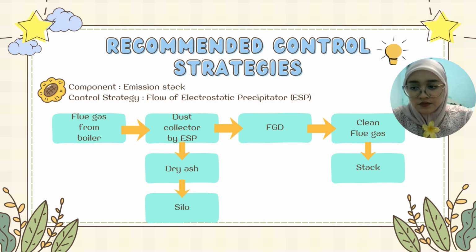In this process, flue gas from the boiler first goes through a dust collector using an ESP. The ESP removes dust and ash particles. Then the gas enters the flue gas desulfurization (FGD) system, which removes sulfur dioxide. After cleaning, the clean flue gas is released safely through the stack, while dry ash is collected and sent to the silo for disposal.